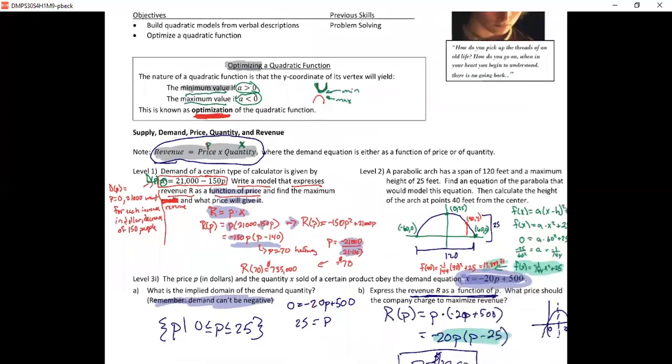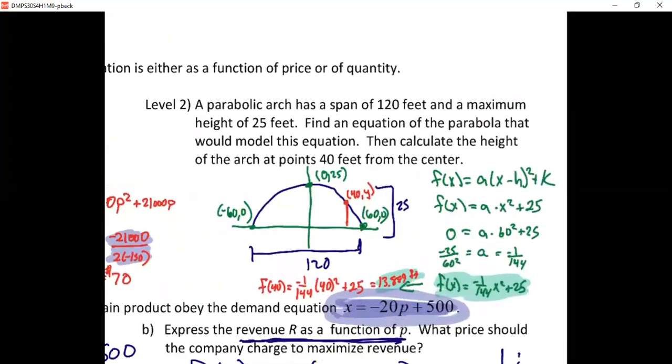On to problem number 2. A parabolic arch has a span of 120 feet. What we're doing with this parabolic arch is looking at the maximum height of it, which is 125. So what I did with this was draw out my situation.